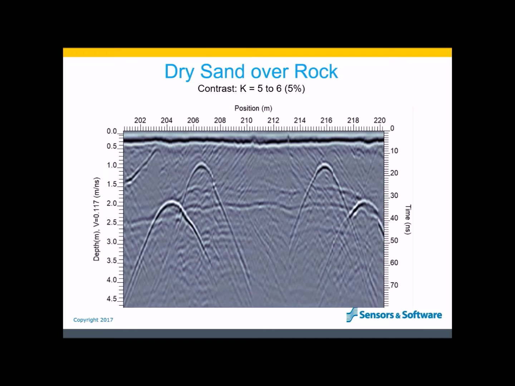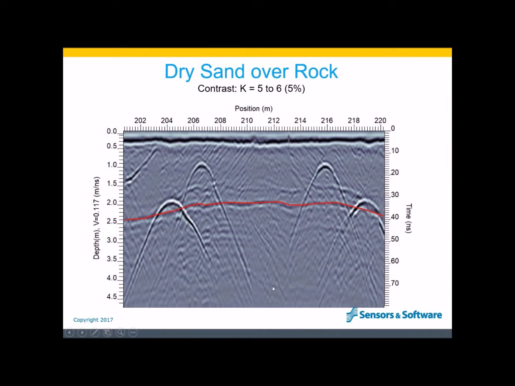Here's an example that shows a weak reflecting boundary. I suspect a boundary with only 5% reflection coefficient would not even show up as well as it does in this image.